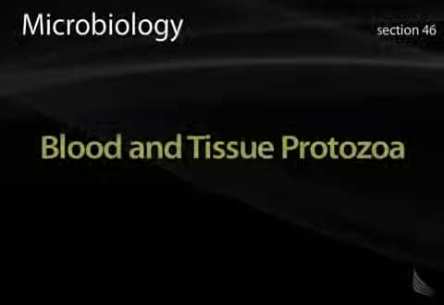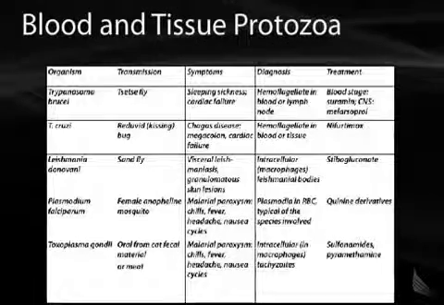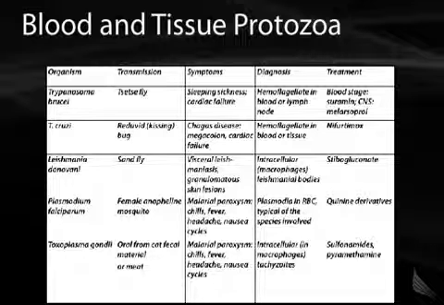Welcome back to Falcon Physician Review's online review for USMLE Step 1. This is Microbiology Module 46, Blood and Tissue Protozoa. This table is a nice summary of the blood and tissue protozoa we've discussed, including Trypanosoma brucei, T. cruzi, Leishmaniasis, Plasmodium falciparum, and Toxoplasma gondii. This is a good thing to study. These diseases are frequently tested on USMLE, but not in great detail. So if you know the transmission route, the symptoms, the diagnosis, and treatment, you should be good.